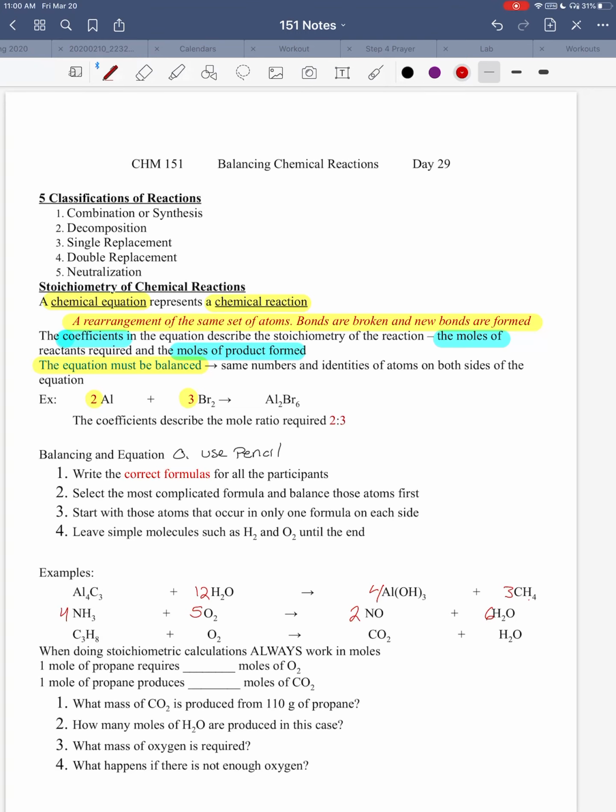3, 8, 2, 4, 8, 8 and 8 hydrogens. 4 and 6 is 10, 5. So when we do these stoichiometric calculations, we work in moles. 1 mole of propane requires 5 moles of oxygen. 1 mole of propane produces 3 moles of CO2.